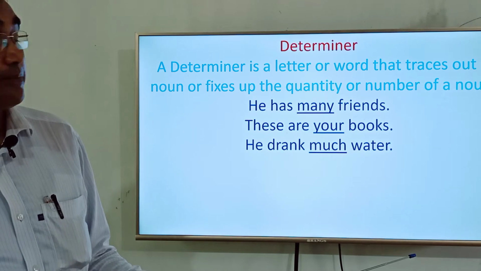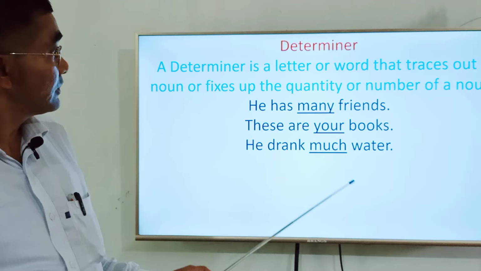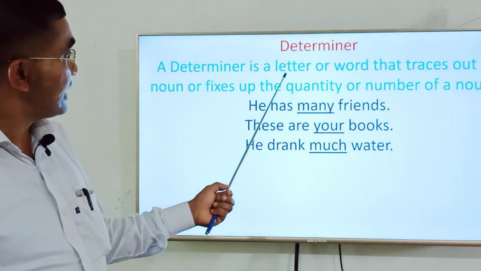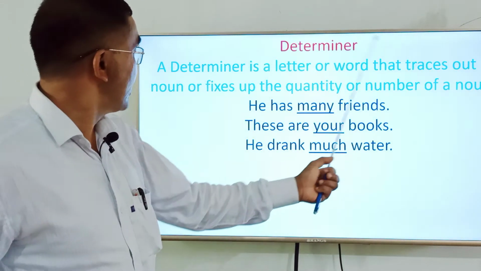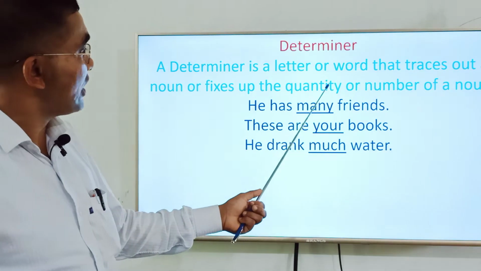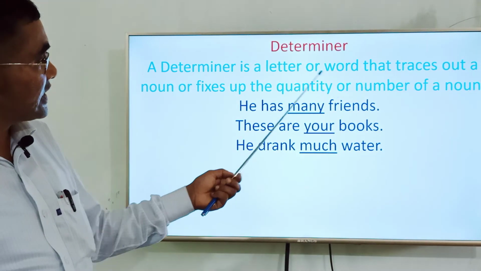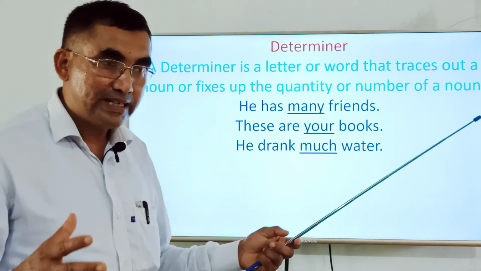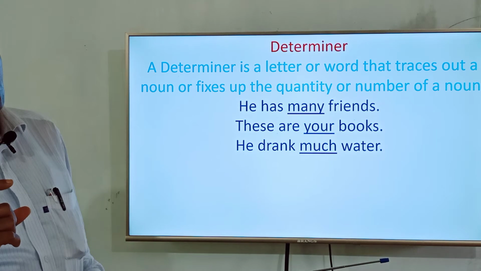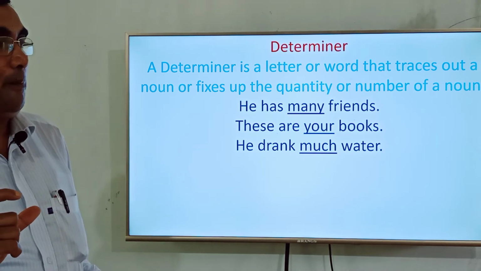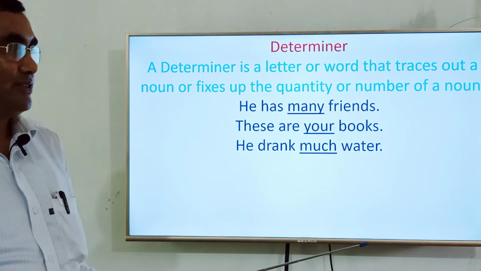Determiner. I told you that I will discuss the definition of a determiner. So you can see a determiner is a letter or word that traces out a noun, or fixes up the quantity or number of a noun. So you can see three types of idea. Where there is any determiner in a sentence, there will of course be a noun in the sentence.